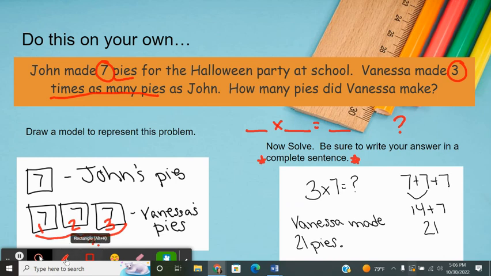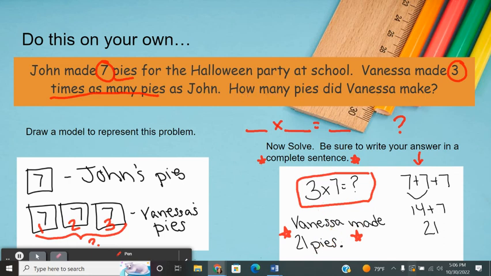All right, does yours look like mine? Here's my number sentence. 3 times 7. So 3 times the 7 pies. So how did I solve that? Maybe I don't know my multiplication facts, so I had to show a way. So a way that I did was 7 plus 7 is 14, plus the other 7 is 21. Then I wrote my answer in a complete sentence. My question is, how many pies did Vanessa make? Vanessa made 21 pies.